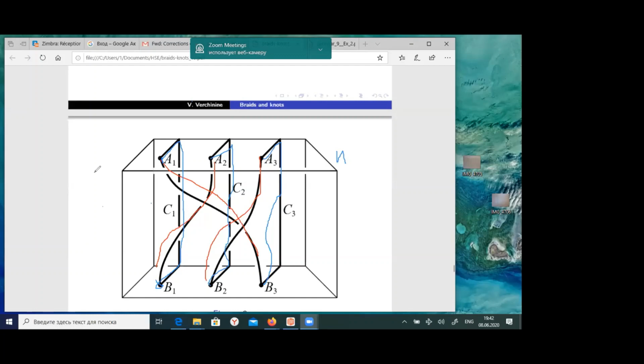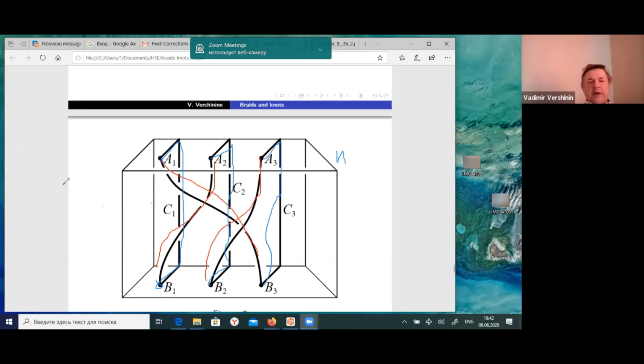Link, yeah. And there is a theorem, the Alexander theorem, that any knot you can obtain. This is not a difficult theorem. There are now many algorithms for how to do this. So any knot you can obtain as a closure of some braid. So from braids to knots, this procedure gives you an epimorphism.